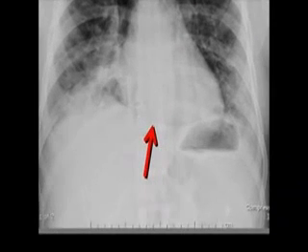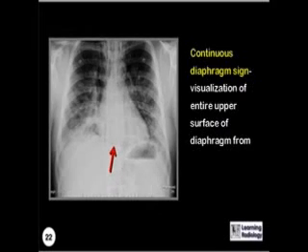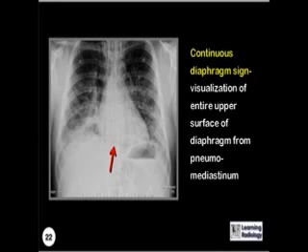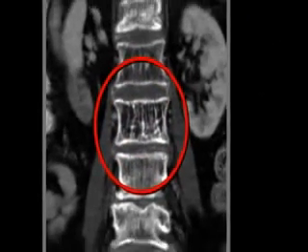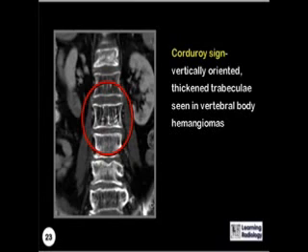The red arrow is pointing to what sign here? This is the continuous diaphragm sign, which is the visualization of the entire upper surface of the diaphragm from a pneumomediastinum. What sign is this? This is the corduroy sign, which are the vertically oriented thickened trabeculae seen in hemangiomas of vertebral bodies.